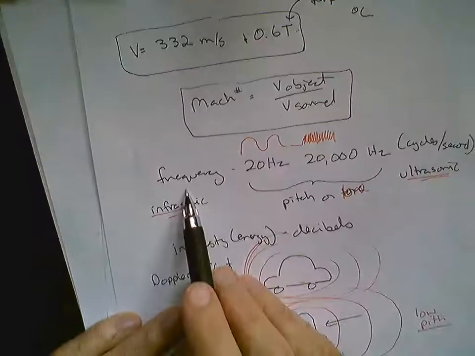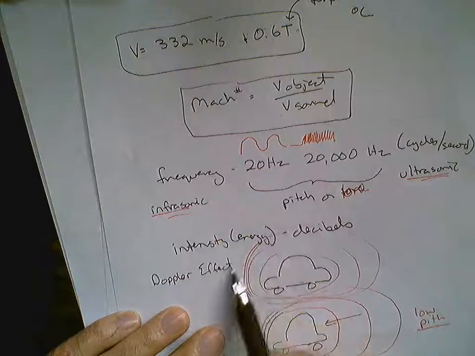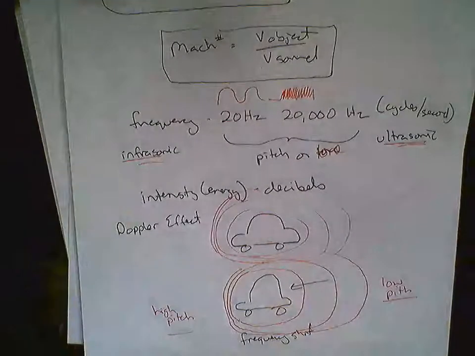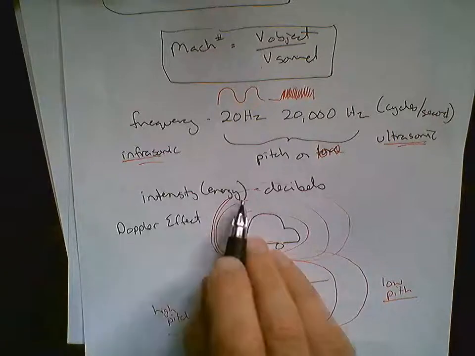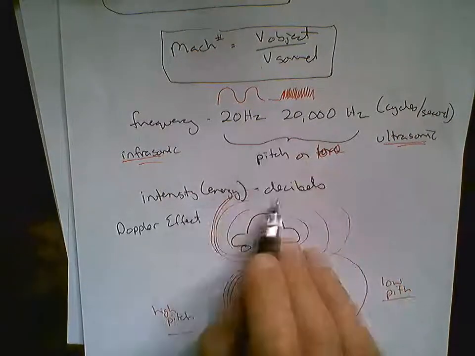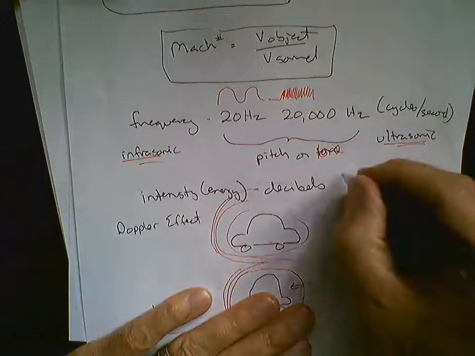You should understand frequency in sound, hertz. You should understand the Doppler effect. And one thing I forgot that I'm glad I remembered to mention was decibels. And this is the intensity or the energy level, where frequency is pitch or tone. Decibels are the energy level or the intensity of the sound.